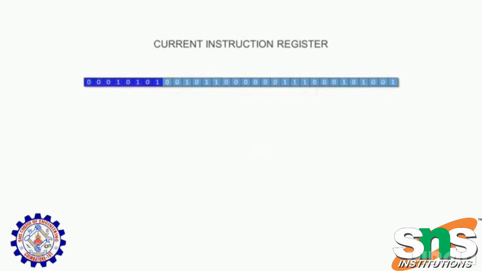8 cells of this register have been allocated to store the operation code. The remaining 24 cells have been allocated to store the operand. These allocations are fixed. They are hardwired into the processor. With 8 bits available for an operation code, this processor can have up to 2 to the power of 8, that is 256 different operation codes in its instruction set.